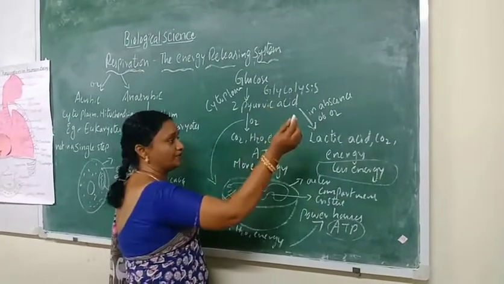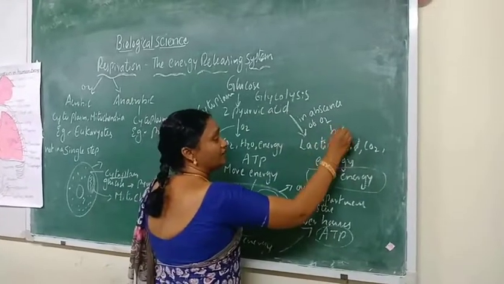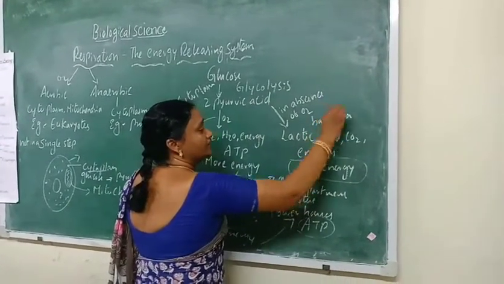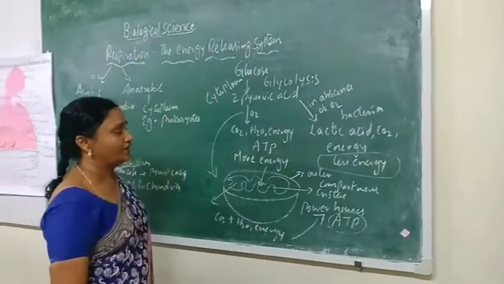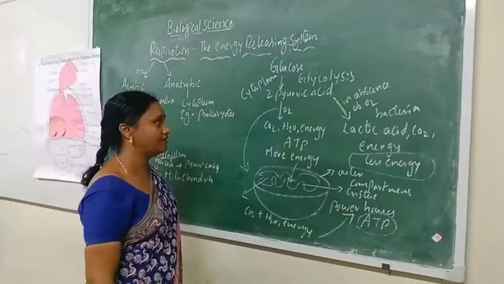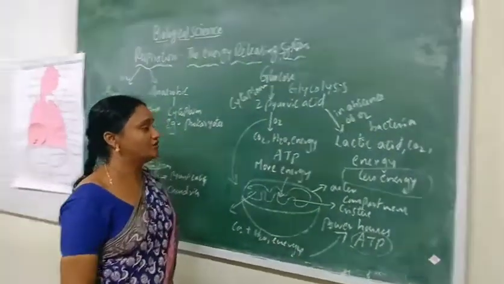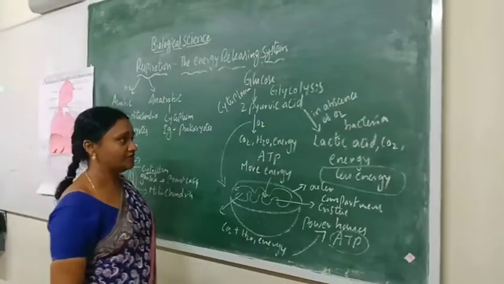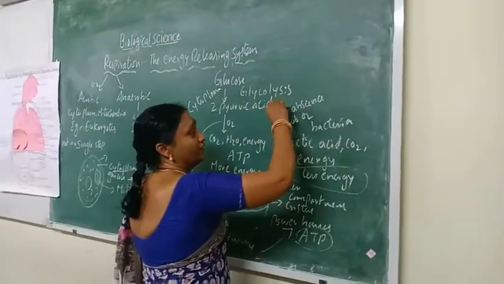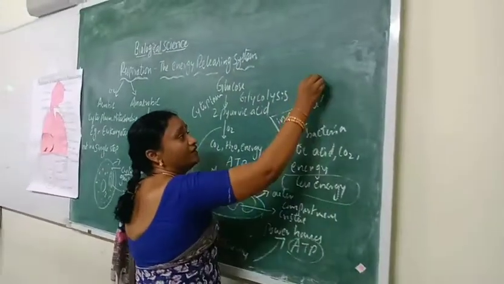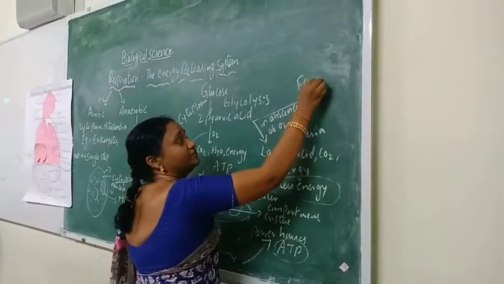So anaerobic respiration we see in bacteria, and also in our muscles when aerobic respiration fails to produce the energy. At that time the muscles undergo the process of anaerobic respiration. Next, in anaerobic respiration we will also observe the fermentation process.